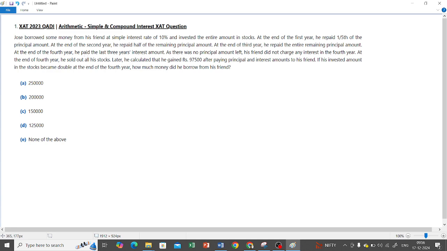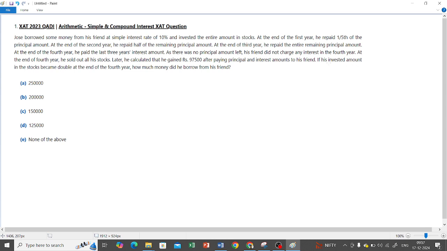At the end of the fourth year, he paid the last 3 years' interest amount. As there was no principal amount left, his friend did not charge any interest in the fourth year. At the end of the fourth year, he sold out all his stocks. Later, he calculated that he gained this much after paying the principal and interest amounts to his friend.